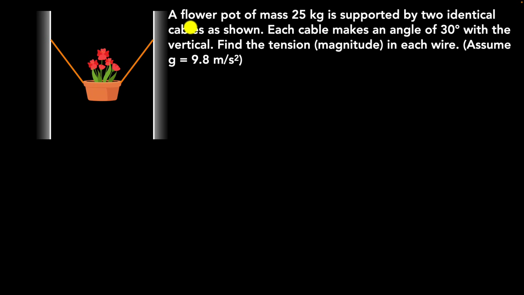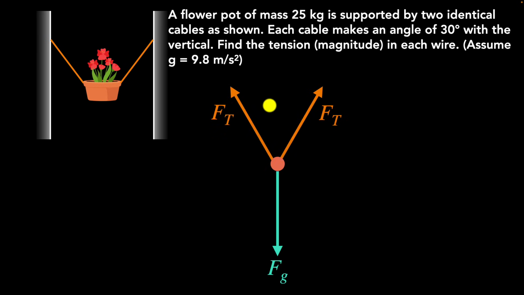Let's try another one. A flower pot of mass 25 kilograms is supported by two identical cables as shown. Each cable makes an angle of 30 degrees with the vertical. Find the tension magnitude in each wire. Assume g to be 9.8 meters per second squared. So just like before, let's draw a free body diagram for our object of interest, which is the flower pot. The first force that I usually draw is the force of gravity. Then we have the tension forces acting at an angle 30 degrees with the vertical.